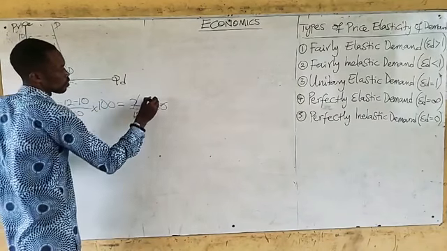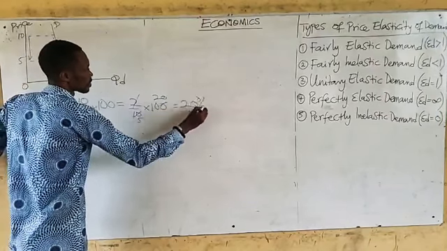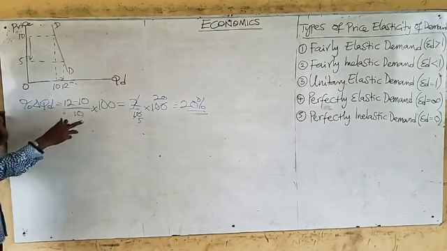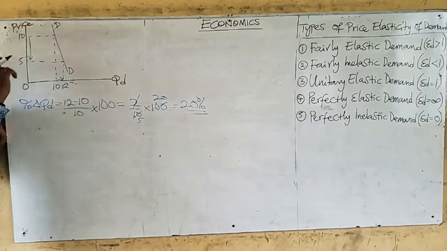5 into 20. So the answer is what? 20%. So the percentage change in the quantity is 20%. Let's find the percentage change in price and compare the two.